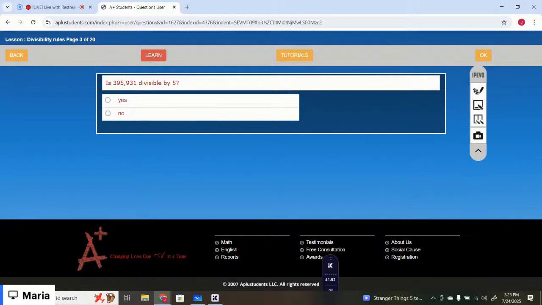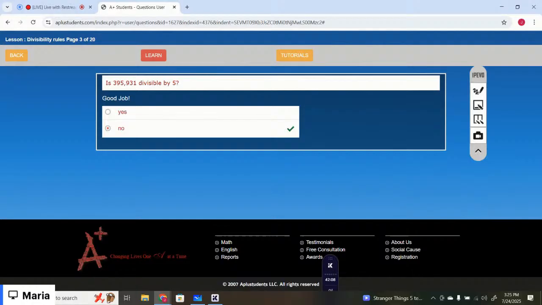Is 395,931 divisible by 5? The ones digit must be either 0 or 5, right? So the number is not divisible by 5. The correct option is no. The number is not divisible by 5.